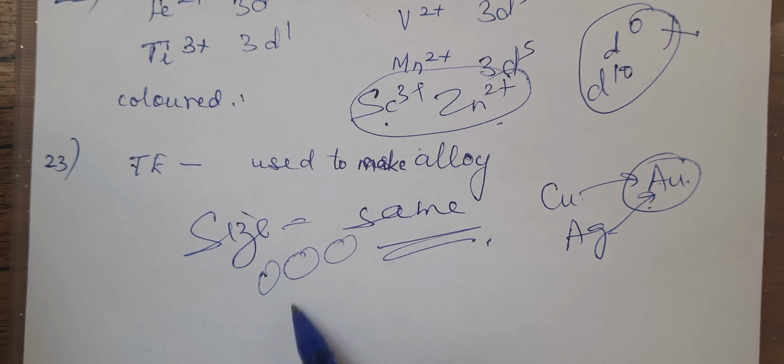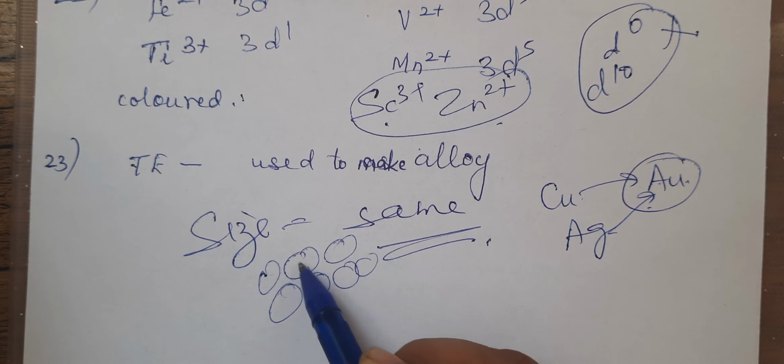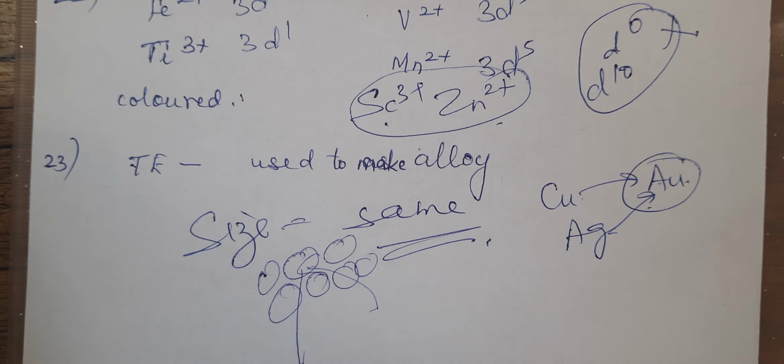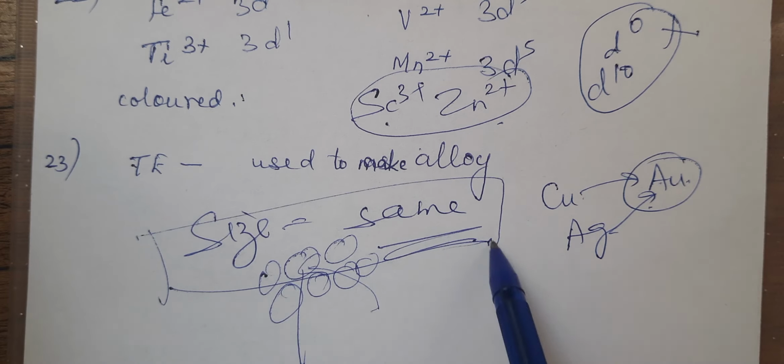So if this is the crystal lattice, one atom can go away and the other one can take its place very easily. So because of the similar size, they are used for making alloys. Okay, so children, today in this video we have discussed all about d block elements.